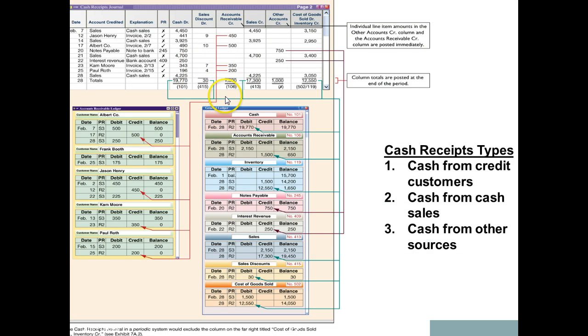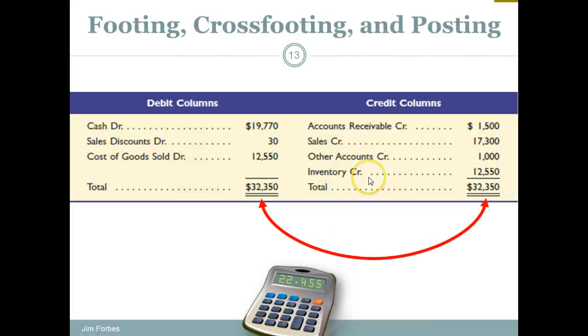Again, this just follows the debit and credit and how they have to balance out. You're getting cash from customers, cash from sales, cash from other sources, so you're going to track that in the cash journal as an example here.